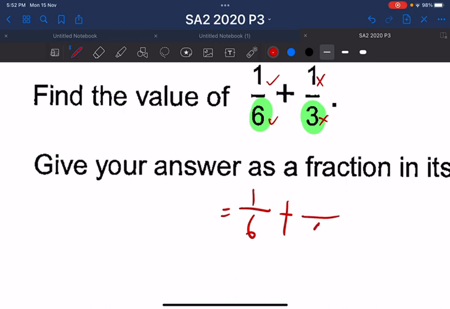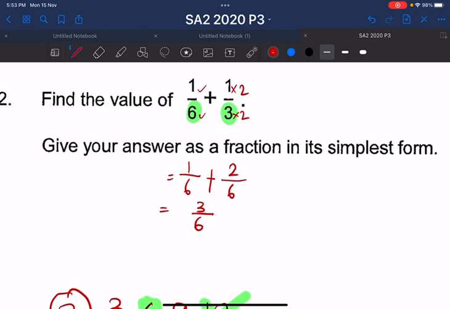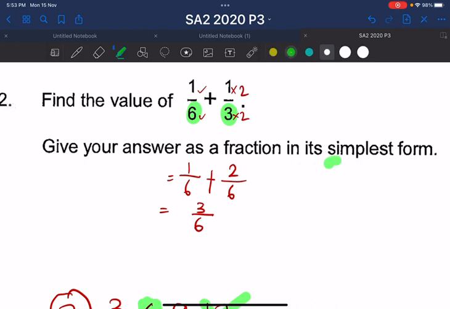For me to have a good guy, it must have a denominator of 6. So I'm going to do this. For me to do that, 3, I must multiply it to get 6, right? So I multiply it by 2, I'll get 6. I do the same on top, I will get 2, 6. So in total, my answer will be 3 out of 6. Denominators again don't change.